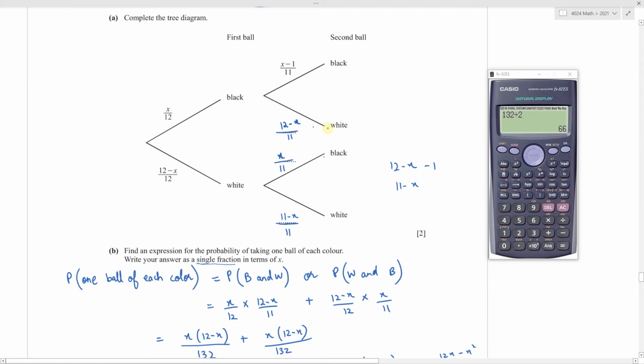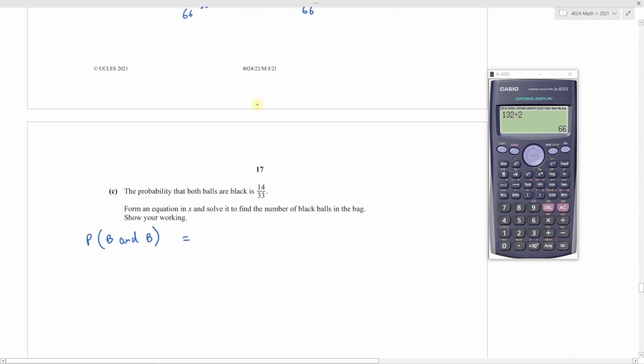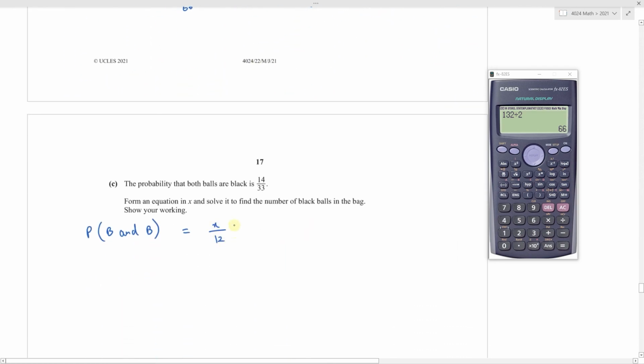So first one is black, that means you go down this way, and the second one is black as well, this way. So x over 12 multiplied by x minus 1 over 11 will give you the probability that the first ball is black and the second ball is black as well. So x over 12 multiplied by x minus 1 over 11. And you're given that this probability is 14 over 33. So 14 over 33 equals x into x minus 1 over, 12 times 11 is 132.